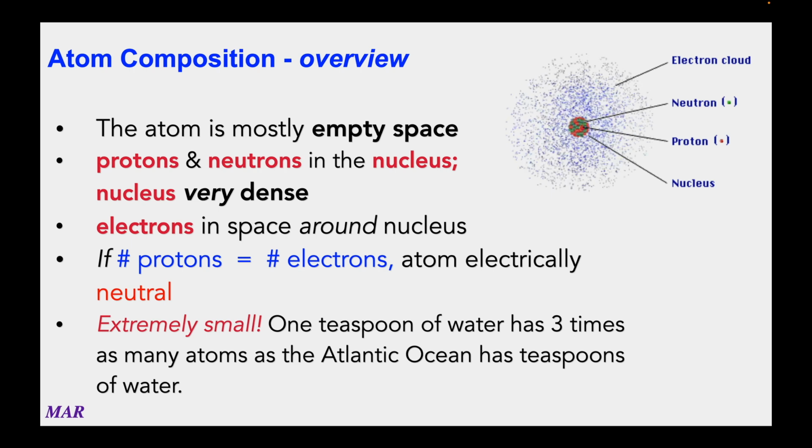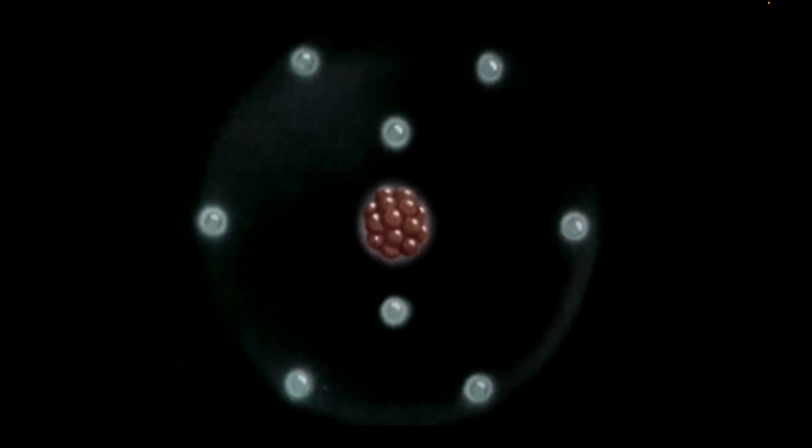And boy, oh boy, are these atoms small. In the chapter 1 introduction, I talked about how a teaspoon of water has a ton more molecules than there are teaspoons in the Atlantic Ocean. Well, because water is H2O, 2 hydrogens, 1 oxygen, 3 atoms, you can even say that this 1 teaspoon of water has 3 times as many atoms as the Atlantic Ocean has teaspoons of water. So just really small. You can't get out your photographic equipment normally and take pictures of these things because they're so small. You need special techniques. Pretty cool stuff.